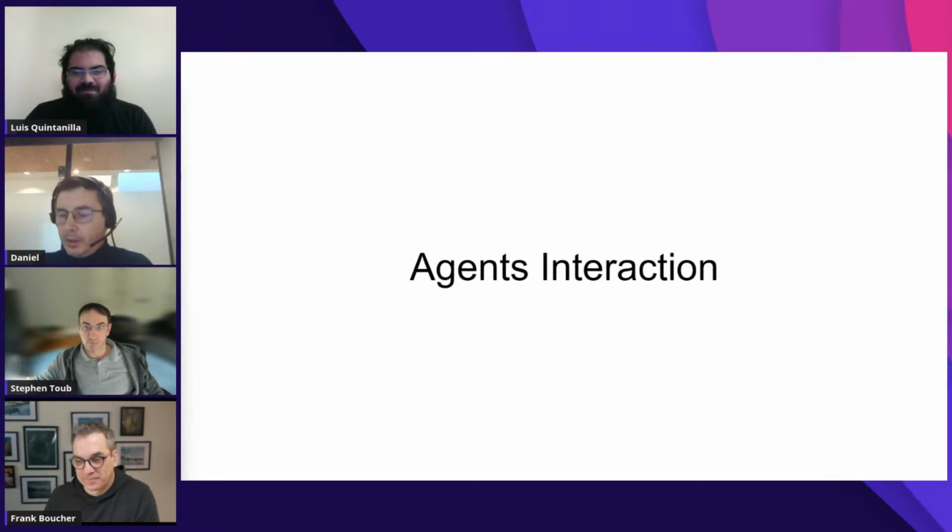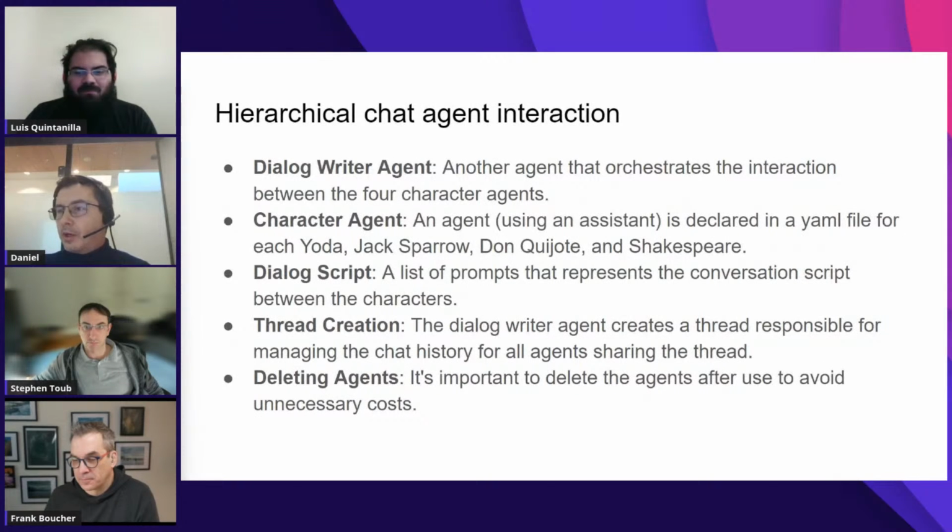Okay, let me go and show you a little bit of interaction. Firstly, I have put these agents to collaborate in a hierarchical scenario. For example, the dialog writer agent is like the project manager, and he is calling the next agents, like our characters, whenever they are mentioned in the prompt.